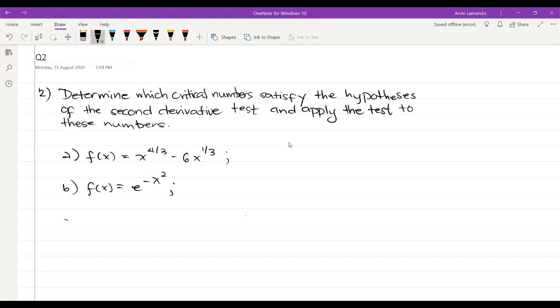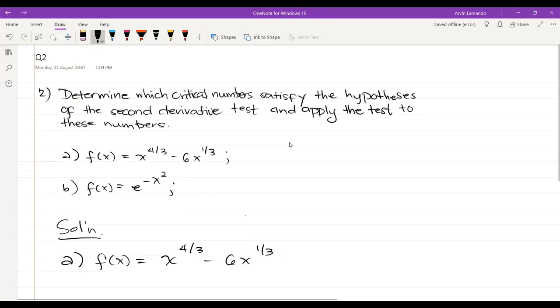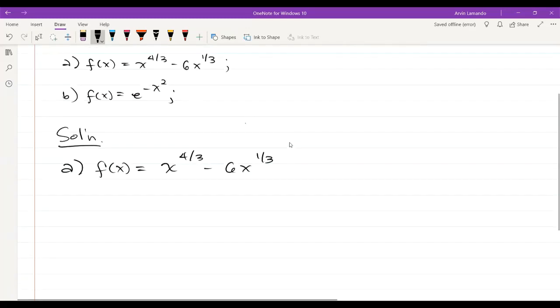the function f of x equals x raised to 4/3 minus 6x raised to 1/3. Okay, to start, let us first compute for the critical numbers of f. So we know we can do this by computing the first derivative of f.